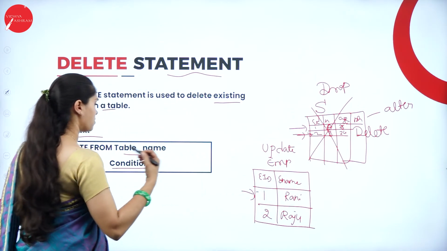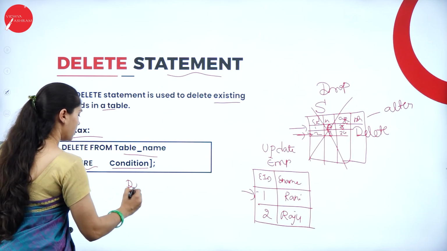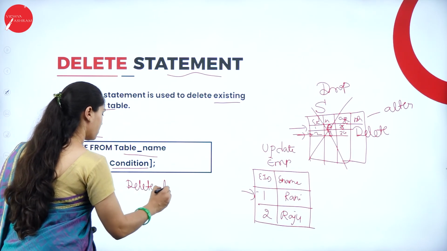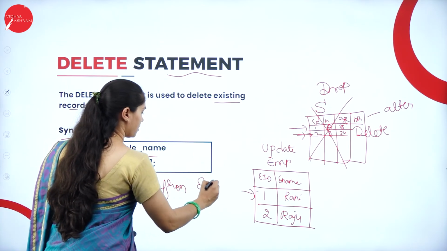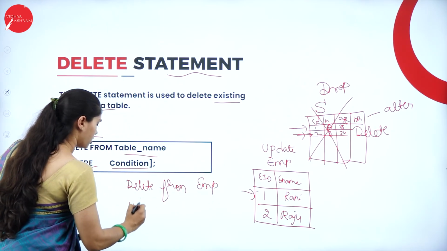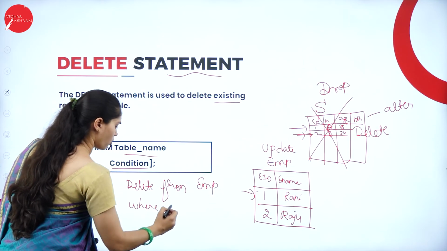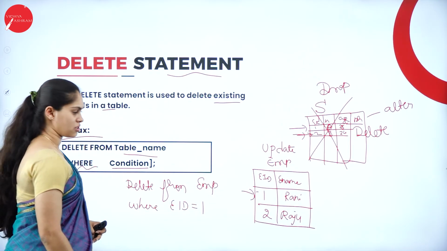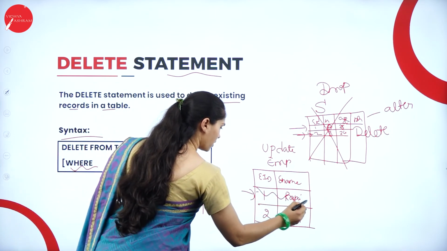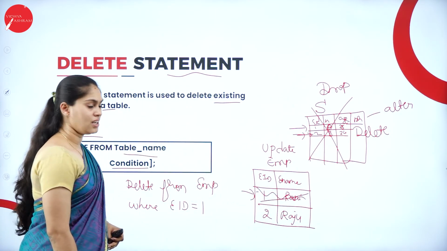So how am I supposed to write the query for that? Delete from, what is the name of the table? EMP. Where? I wanted to write a condition, where what I can write? Employee ID is equal to 1. So this entire row will be deleted from the table.